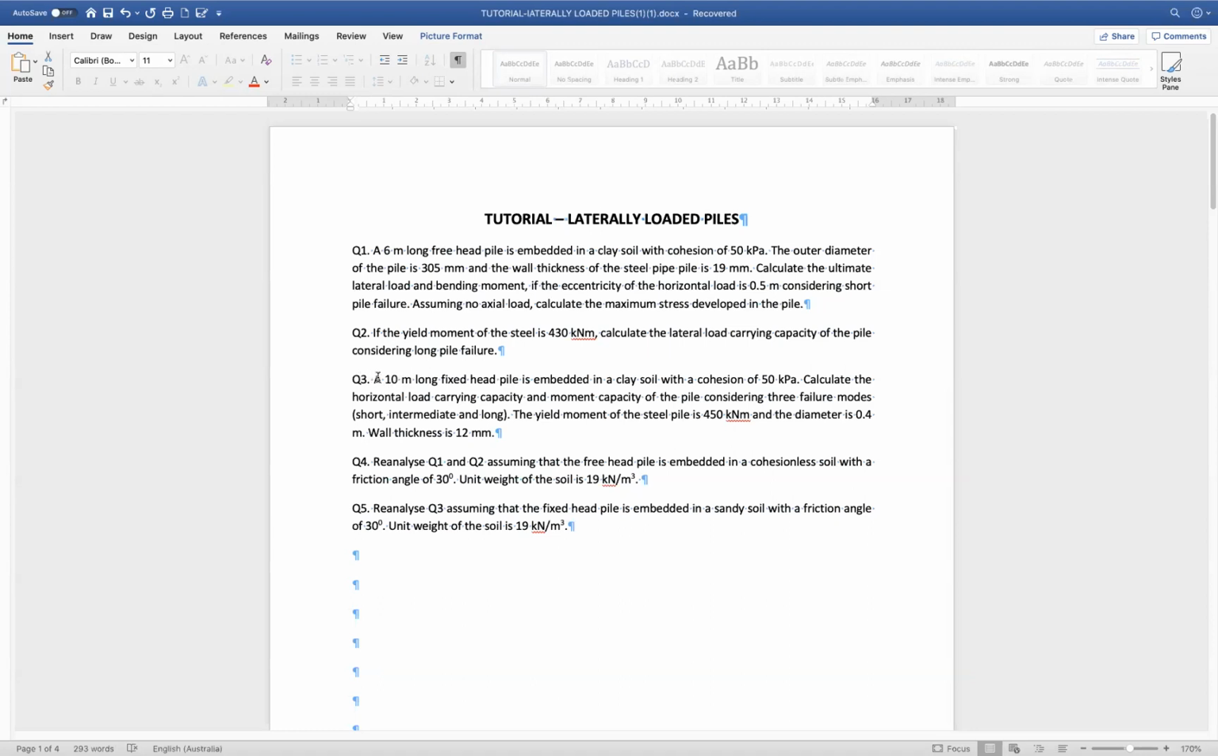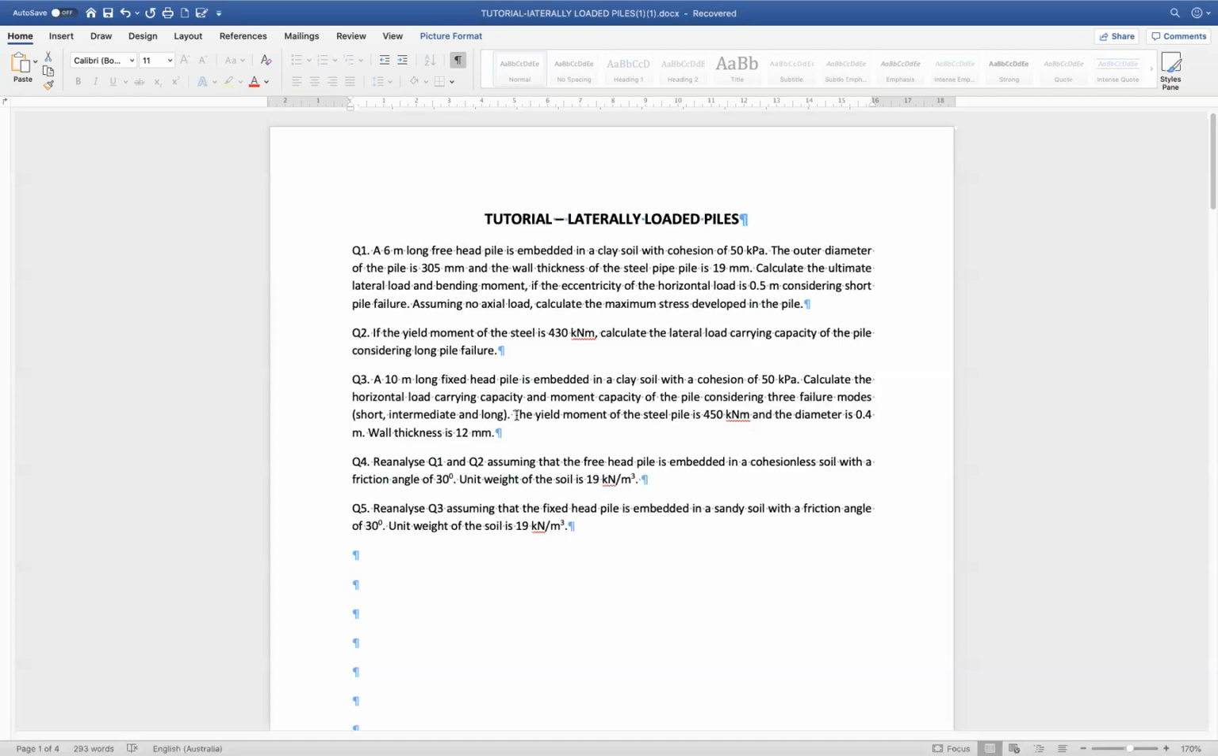So we have here the length of the pile as 10 meters. It's embedded in a clay soil, a cohesive soil with a cohesion of 50 kilopascal. We need to calculate the horizontal load carrying capacity, H ultimate, and the maximum moment of the pile, considering three failure modes: short, intermediate, and long, because here we have a fixed head. In the fixed case we have three failure modes, but in the free case we have two, short and long.